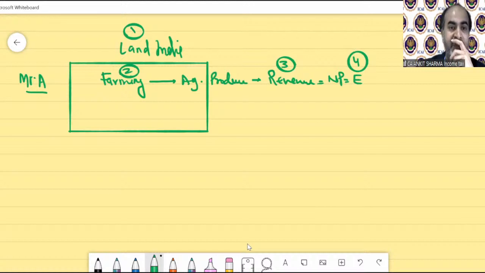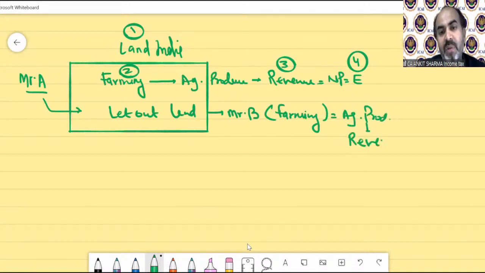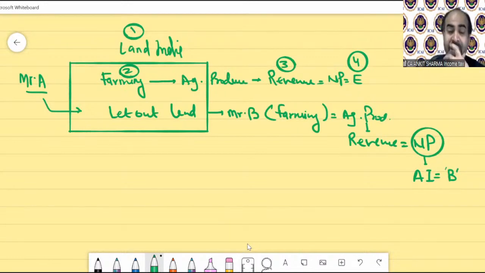Clear? So the first thing was that there must be revenue. The other word was rent. Now it's a very interesting thing. Suppose Mr. A has this land, but he does not want to perform farming activity himself. He is a businessman doing business in the city, but he has land somewhere else. So what he does, he lets out this land to Mr. B. And Mr. B is now doing farming operation, earning agricultural produce. Again, out of that agricultural produce, Mr. B earns revenue, that means net profit. So this net profit will be treated as agricultural income of Mr. B, because now he is the farmer, actually doing that activity, and that is going to be exempted, treating it as agricultural income.